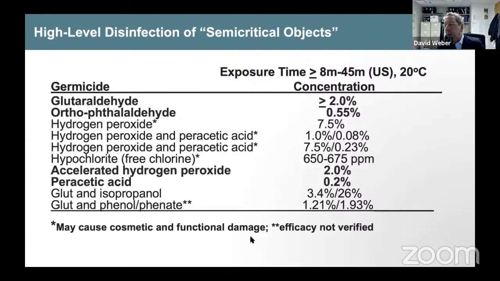So here are some of the, at least in the U.S., FDA-approved high-level disinfectants. Glutaraldehyde and ortho-phthalaldehyde are the most commonly used, but we also have accelerated hydrogen peroxide, peracetic acid, and a variety of hydrogen peroxide combination products. You can see they have exposure times from 8 to 45 minutes. Some have temperature requirements, and should be used at high temperature. And of course, as with any other chemical, they need to have both direct contact as well as an appropriate concentration of the chemical. So the appropriate concentrations obviously need to be monitored and validated, as does the exposure time.